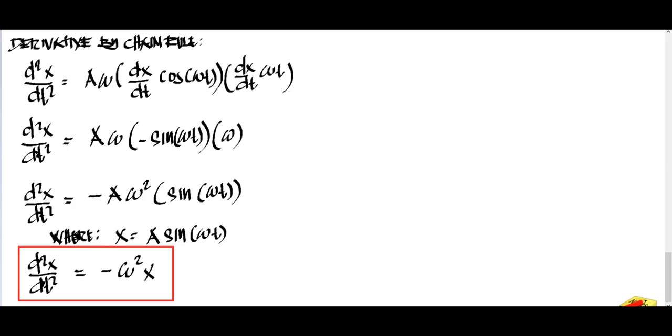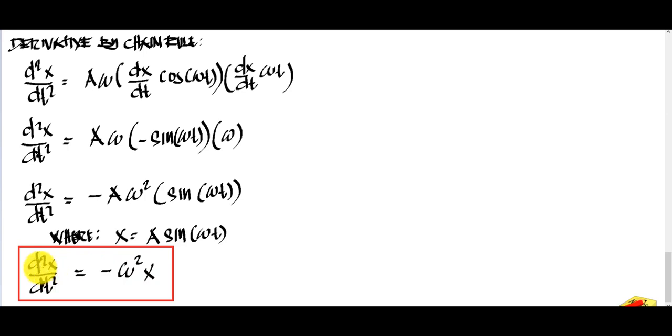So in our equation for the acceleration, you will notice here, class, that our acceleration is directly proportional to the displacement. If we increase the displacement, the acceleration also increases. If we increase the value of x, the displacement, the acceleration also increases. Okay, so that is directly proportional.